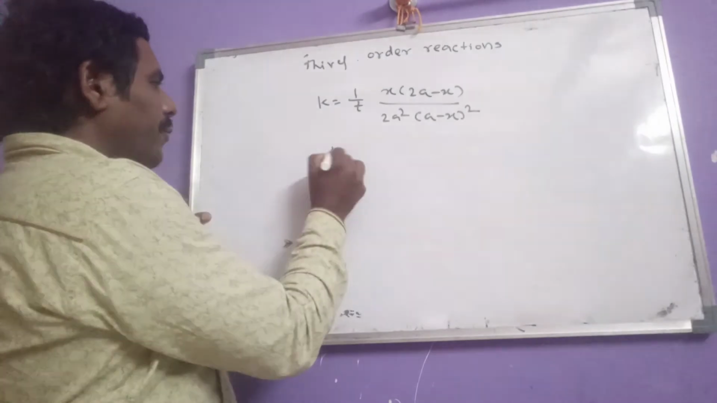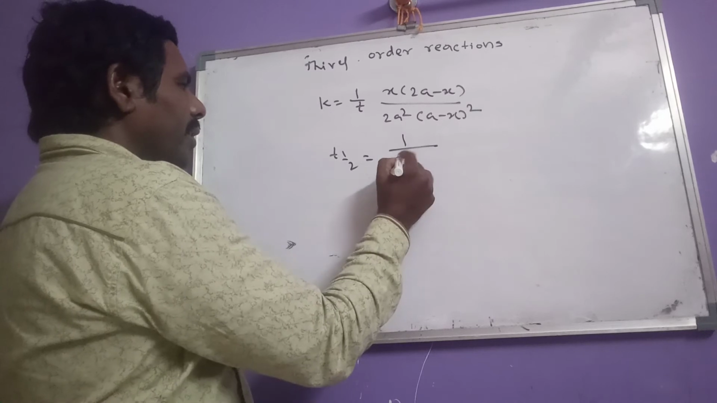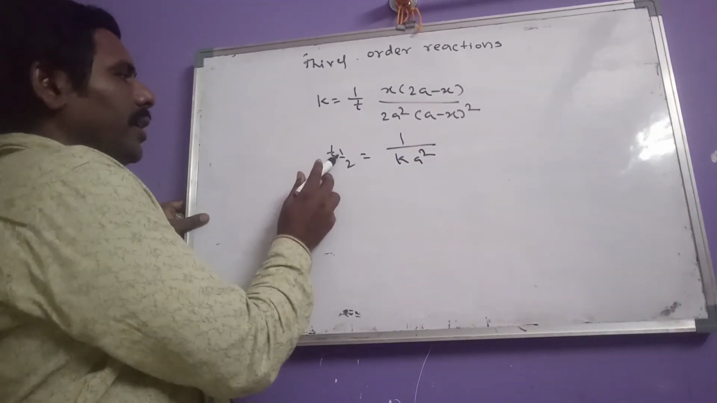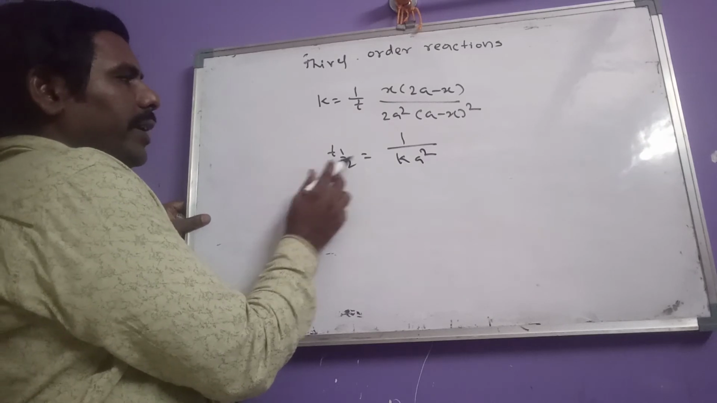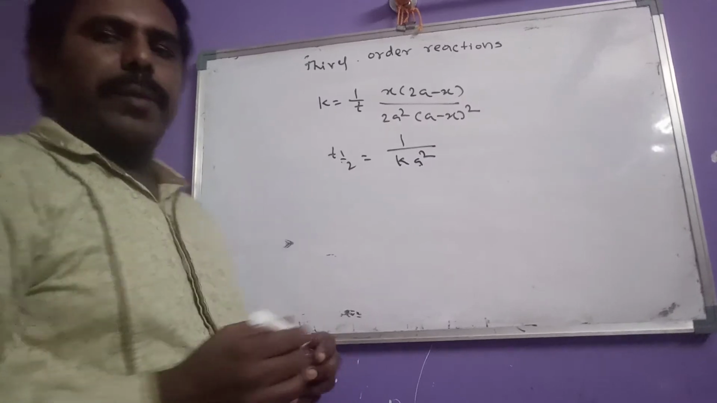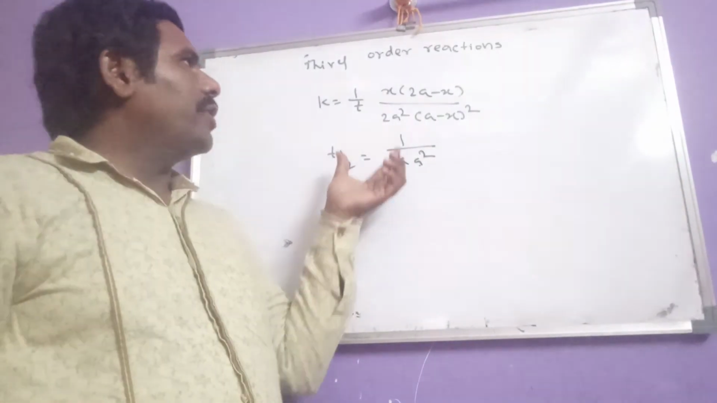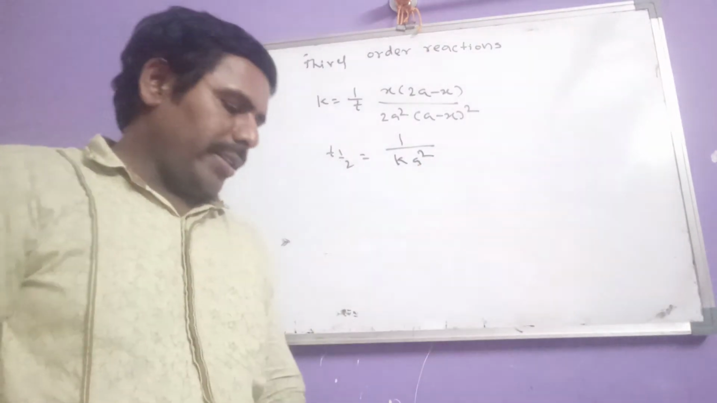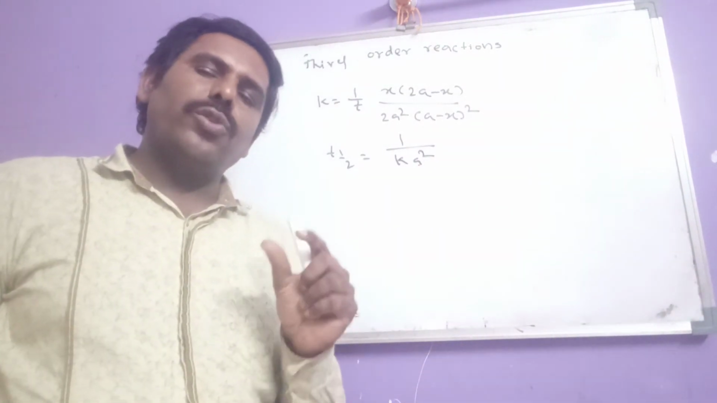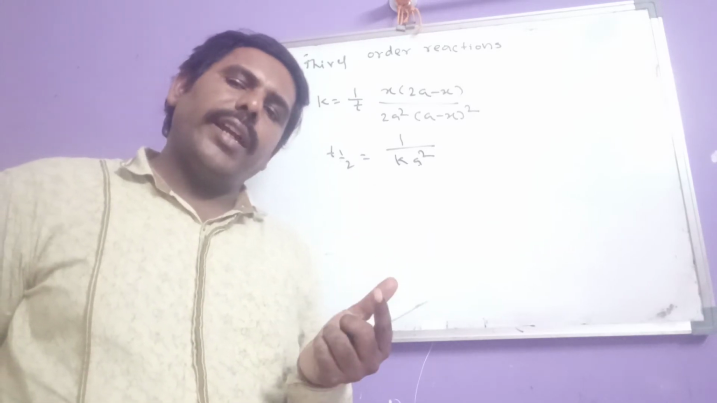And the half-life time t half equals 1 by k into a power 2. That means half-life time is inversely proportional to a square, where a is the initial concentration. So this is regarding third order reactions. Okay, now some reactions are also there, which are called pseudo first order reactions. What do pseudo first order reactions mean?